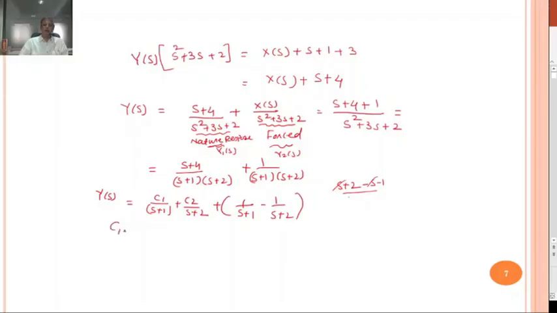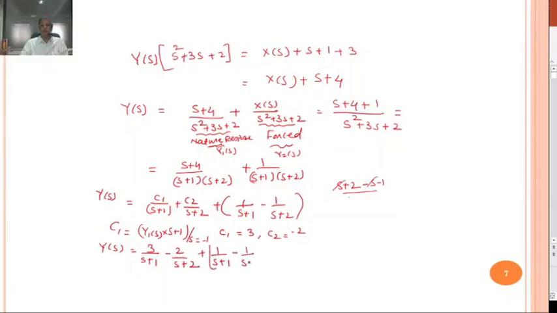Then find out C1. What is C1? C1 is Y1(s), meaning this, into s plus 1 and substitute s equal to minus 1. And after substituting this, we are getting C1 equal to 3 and C2 equal to minus 2. Means Y of s equal to 3 divided by s plus 1 minus 2 divided by s plus 2 plus 1 upon s plus 1 minus 1 upon s plus 2.